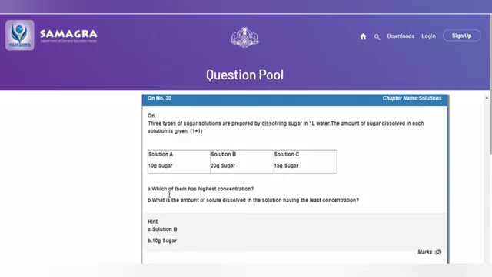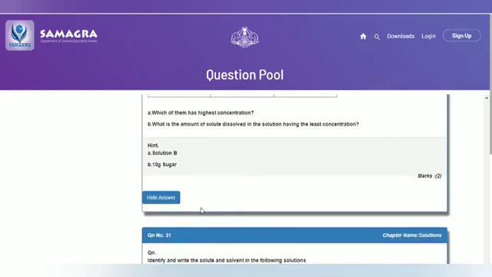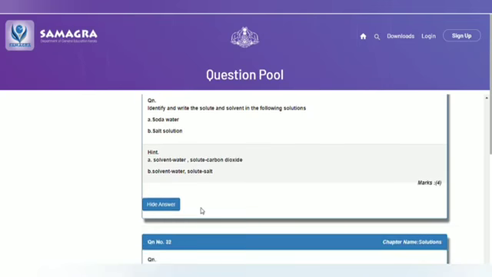3 types of sugar solution are prepared by dissolving sugar in 1 liter of water. The amount of sugar dissolved in each solution: solution A 10 gram sugar, B 20 gram sugar, C 15 gram sugar. Which of them has the highest concentration? Solution B. What is the amount of solute dissolved in the solution having the least concentration? 10 gram sugar. Identify and write the solute and solvent. Soda water: solvent is water and solute is carbon dioxide. Salt solution: solvent is water and solute is salt.